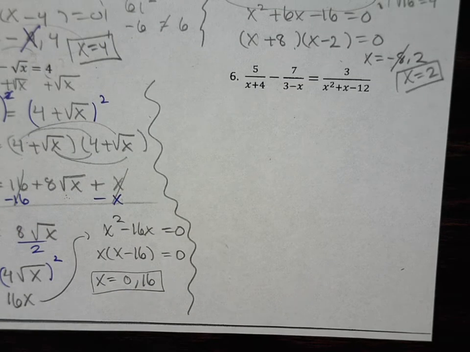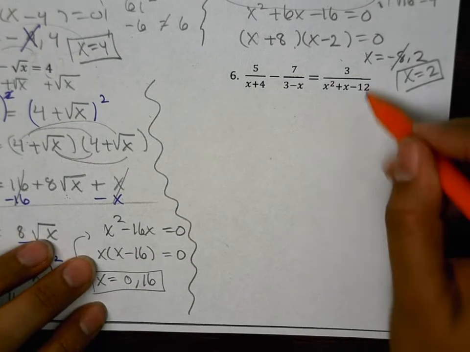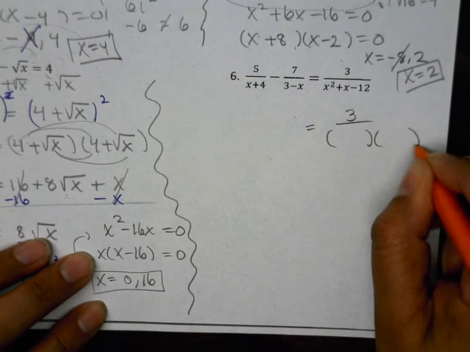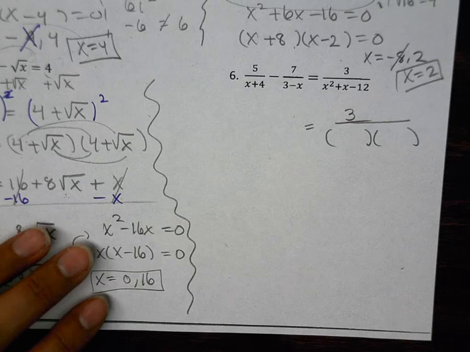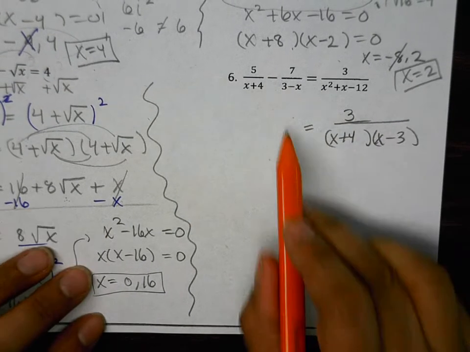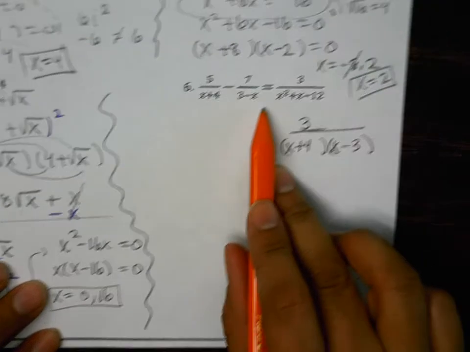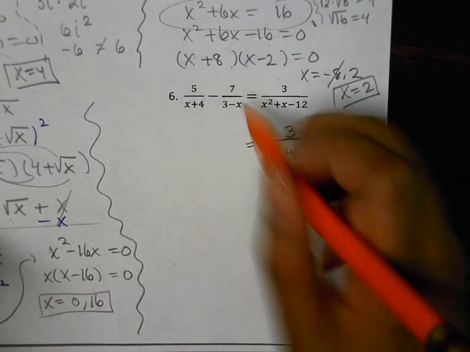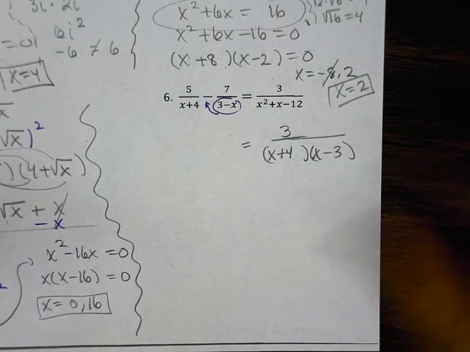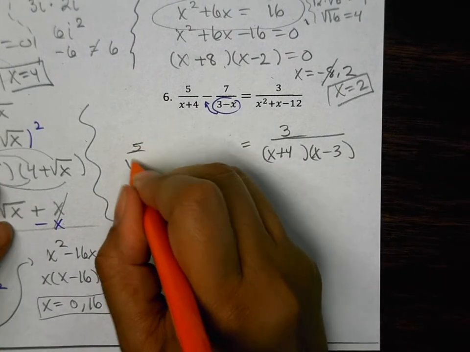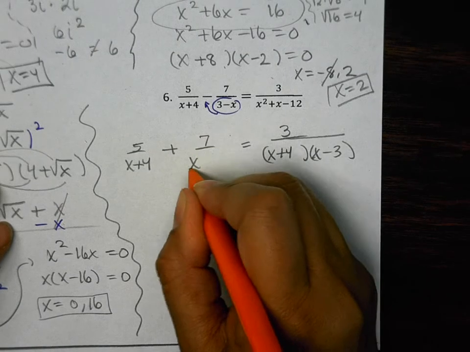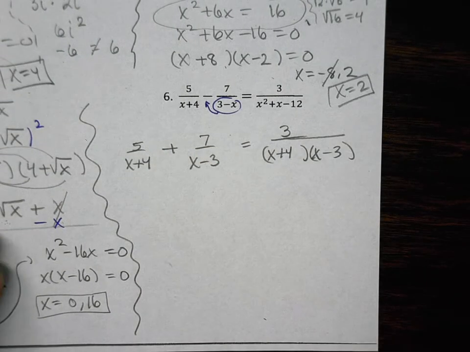Okay, number 6, what are we going to have to do right here? Factor. I'm going to do that first. And if anybody's done it already, can you throw it out? X plus 4, x minus 3. Any thoughts on one of these, what I'm going to do? Flip it around. Right here, flip it around and take out a negative. Yes? Okay, so 5 stays 5 over x plus 4. Minus becomes 7 over x minus 3.